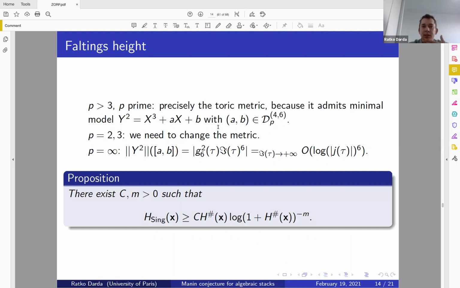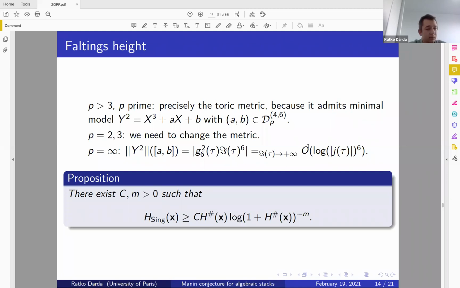Faltings height is also another example of a height that we can obtain this way. For places where p is not 2 and 3, the local metric that you get in this procedure is precisely the one in the definition of Faltings height. For places 2 and 3, you need to change the metric a little bit, because you cannot get this model. But anyway, the metric will be continuous. And for the infinite place, our metric is singular. One can establish that the norm of the section y squared is this. And when the imaginary part of tau is going to infinity, this behaves as this.